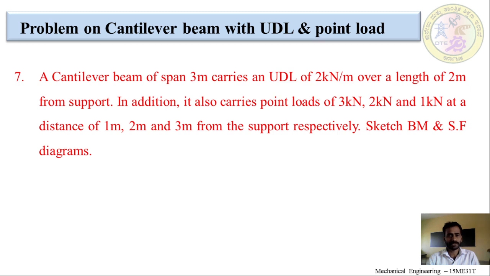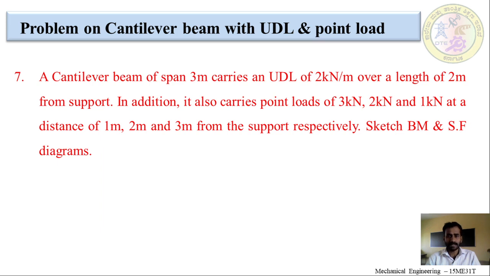So, that is the 7th problem. A cantilever beam of span 3 meter carries an UDL of 2 kilonewton per meter over a length of 2 meter from support. In addition, it also carries point loads of 3 kilonewton, 2 kilonewton and 1 kilonewton at a distance of 1 meter, 2 meter and 3 meter from the support respectively. Sketch bending moment and shear force diagram.